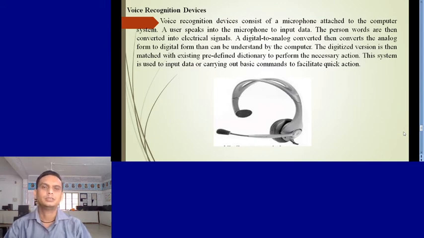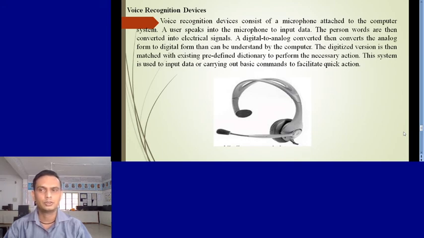Voice recognition system. Sometimes we provide the information or input using the voice, just like Alexa, Siri. These are voice recognition devices. We can input the data using the microphone, speaking into the microphone and giving the information or data to the computer system. Voice recognition devices consist of a microphone. We need a microphone attached to our computer system to recognize the voice. A user speaks into the microphone to input the data.